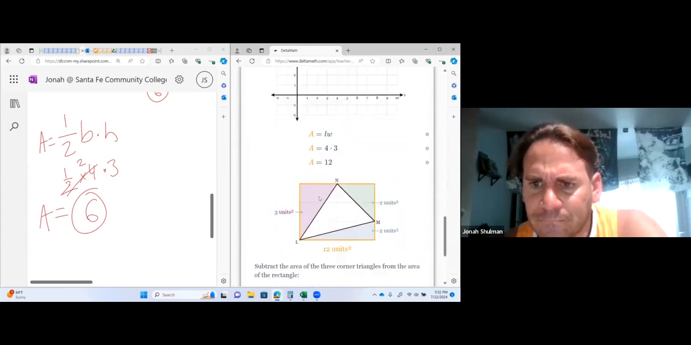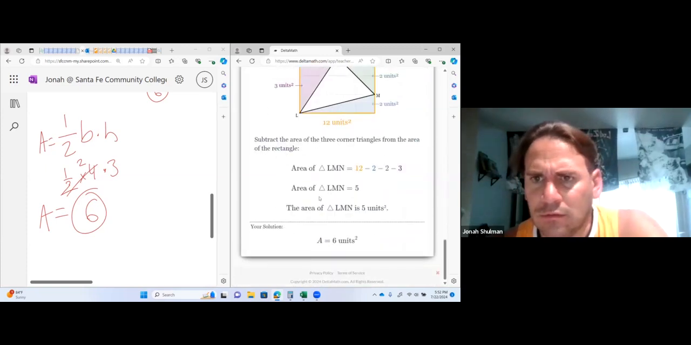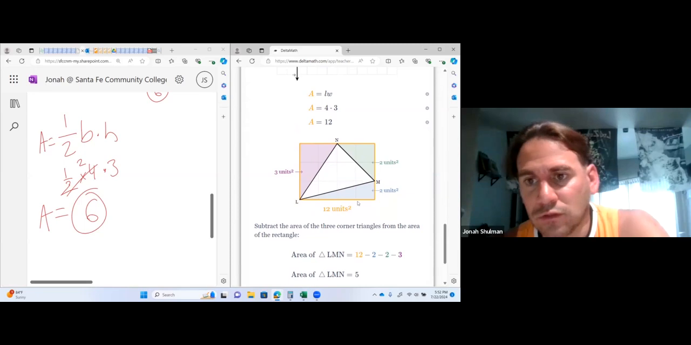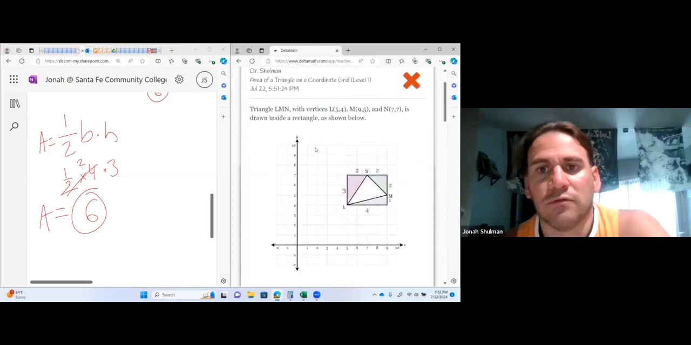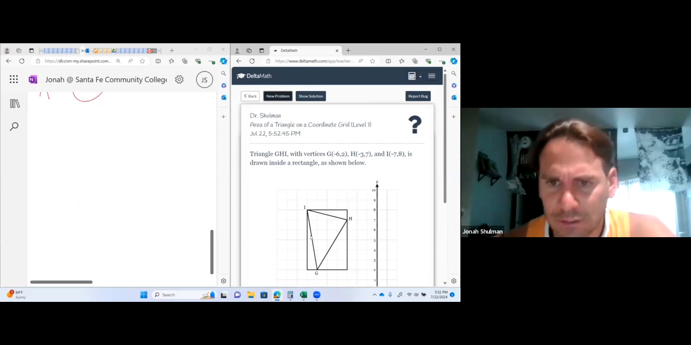Wow. Okay. So it's 5 and I want 6. So for this one, we can't just do that. We have to get all the little triangles and then minus the rectangle. Now let's do that again. So here, let's get the rectangle first.